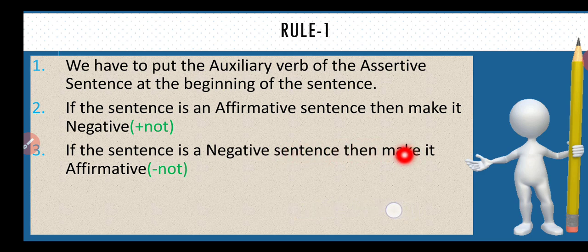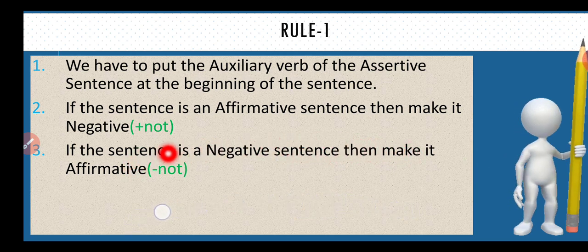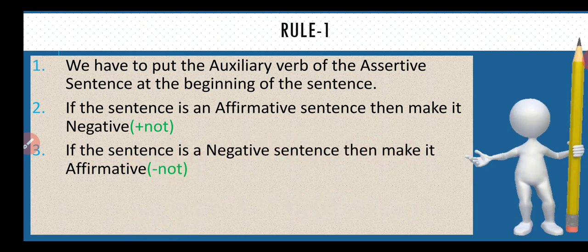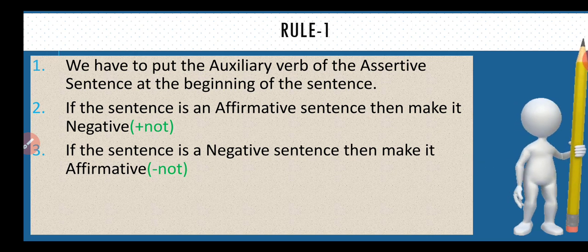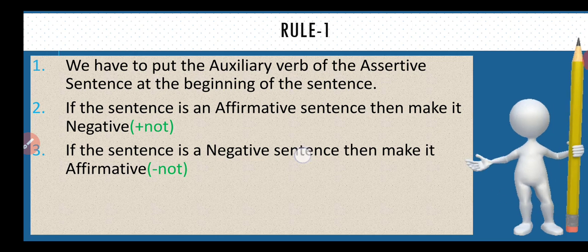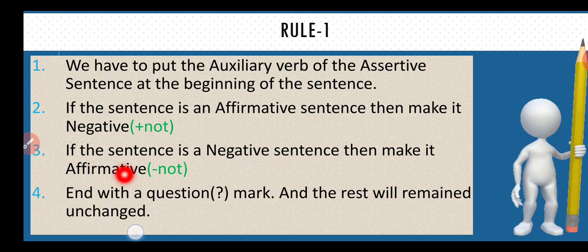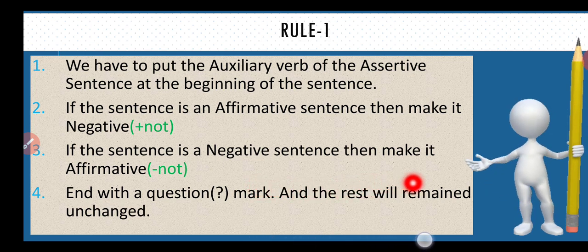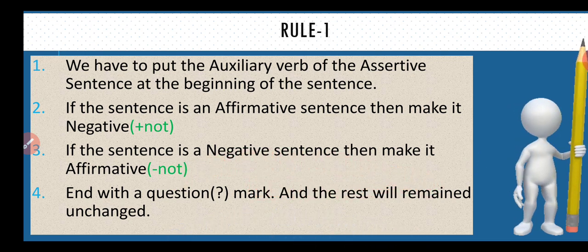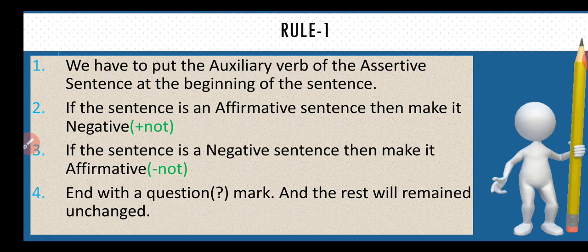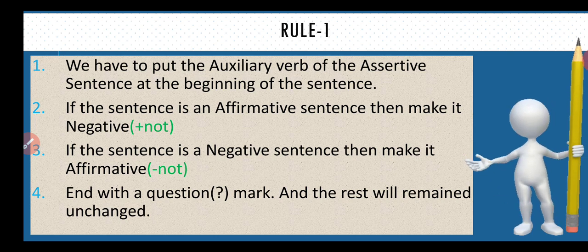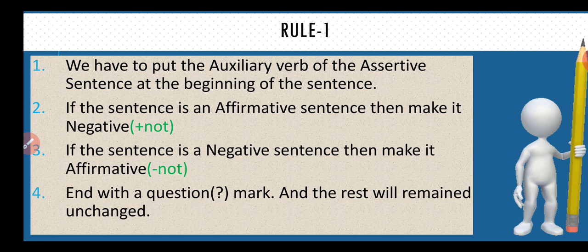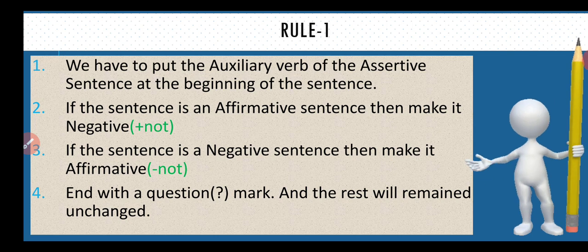If the sentence is a negative sentence, then make it affirmative. তার মানে নট মাইনাস করতে হবে, মাইনাস নট। যেমন ইজ নট থাকলে ইজ, হ্যাজ নট থাকলে হ্যাজ, উইল নট থাকলে উইল। ওকে, and with a question mark. এটা এন্ড করতে হবে কি দিয়ে? কোশ্চেন মার্ক দিয়ে। And the rest will remain unchanged. এবং বাকি পার্ট যেটা আছে ওগুলা আনচেঞ্জ, মানে কোনো চেঞ্জ হবে না। ওকে, সো এই রুলস 1। So let's exercise rule 1.